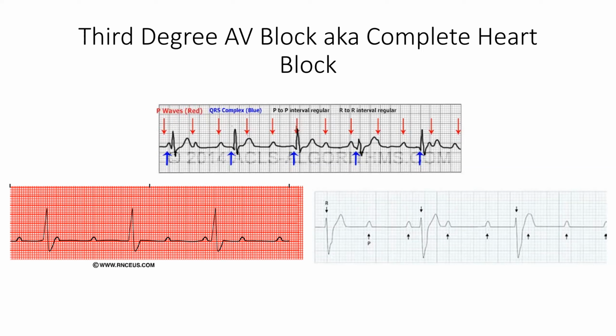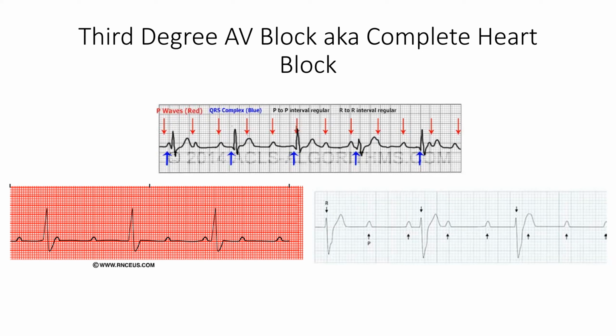If you were to get your calipers and march out your P to P interval, it would be consistent. The P's march along at their own rate. You can see the red arrows here, there's a consistent demarcation between each P to P interval, and they are the same, about three big boxes or so. If you look at your R to R interval, you note that they are consistent too. There's a big amount of space between them, but it's consistent.